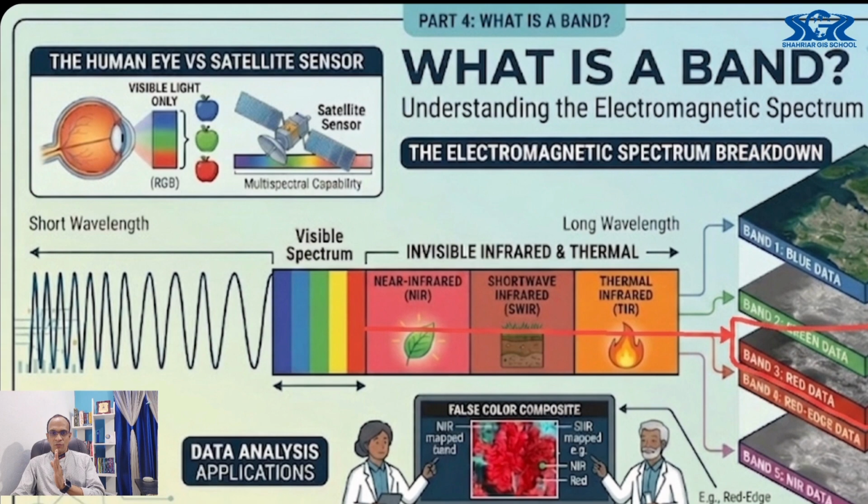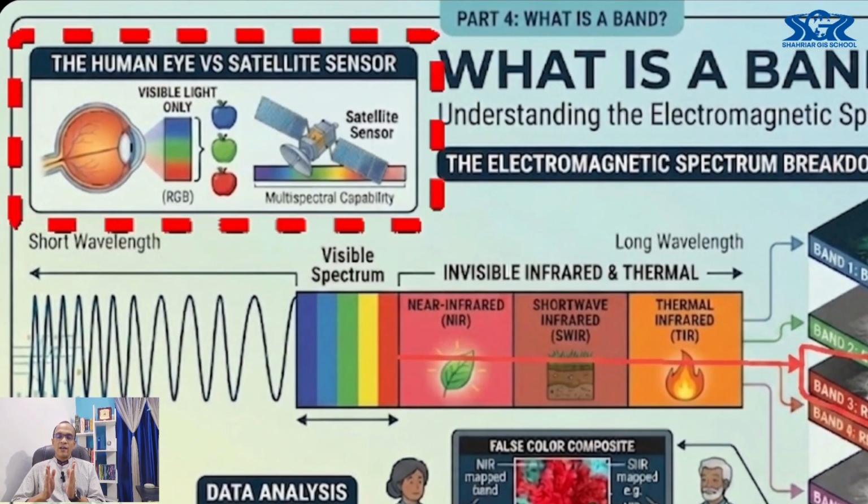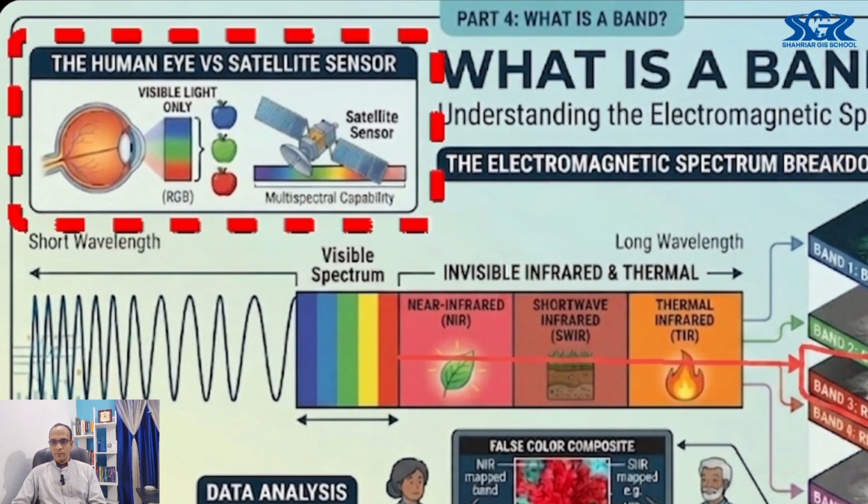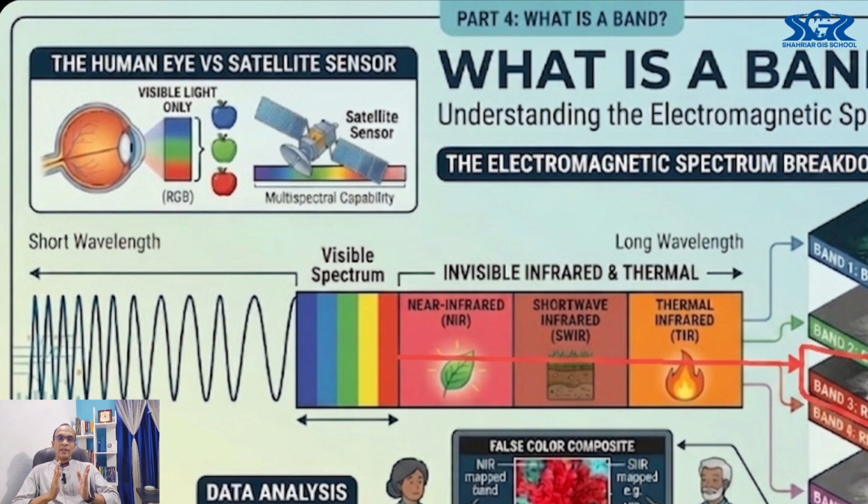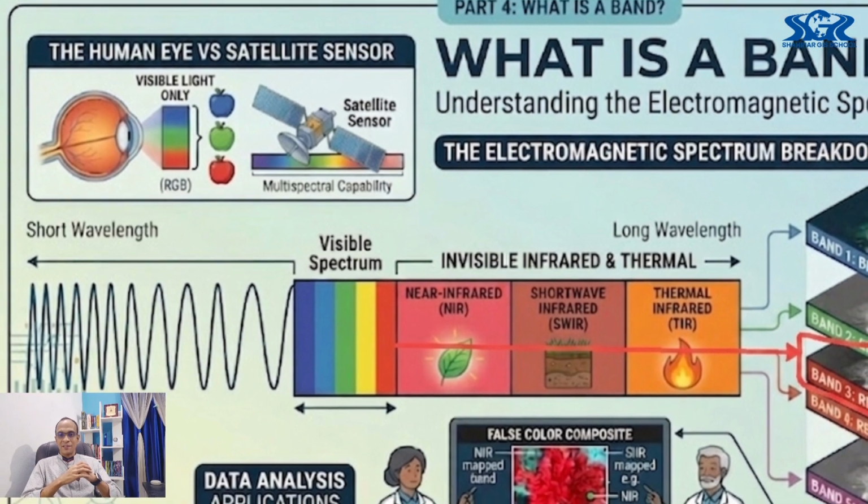Look at the top left of our infographic, the human eyes versus satellite sensor. Human vision is actually incredibly limited. We can only perceive a teeny fraction of the energy surrounding us, which we call visible light, made up of blue, green, red wavelengths. Satellites, however, do not have this limitation.